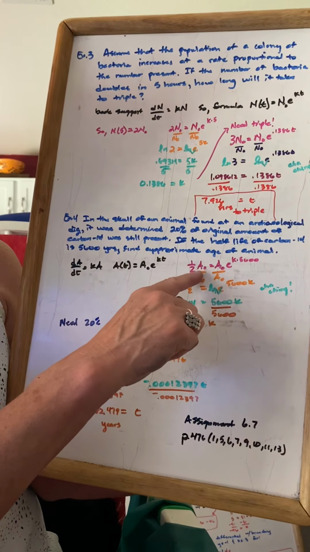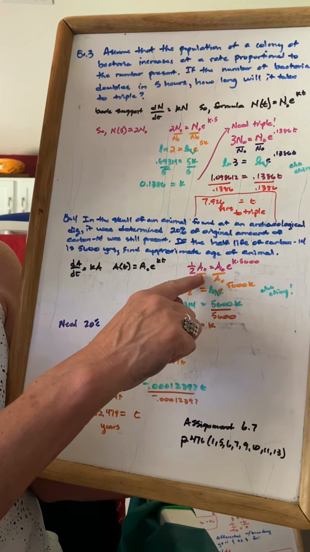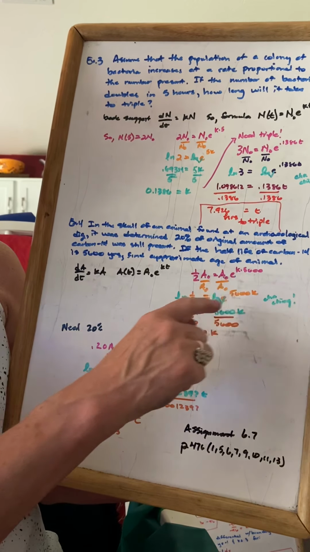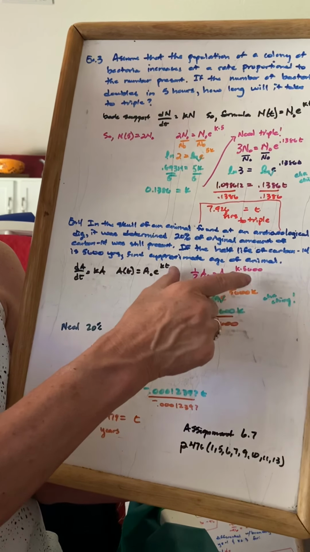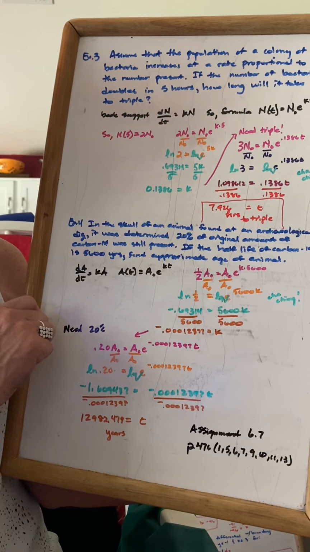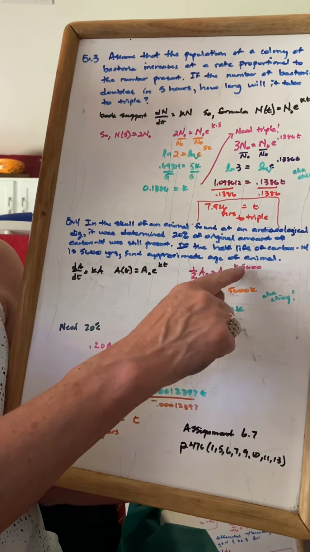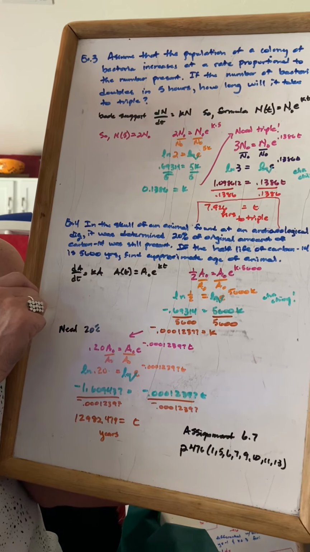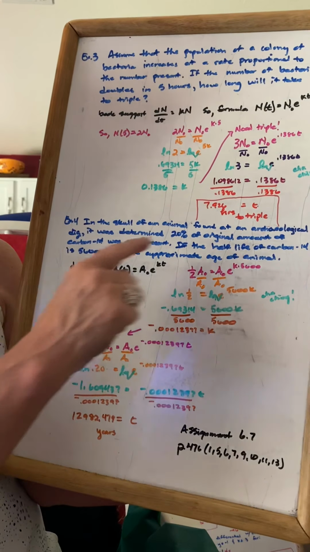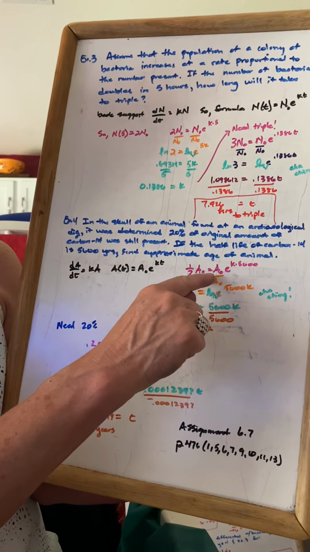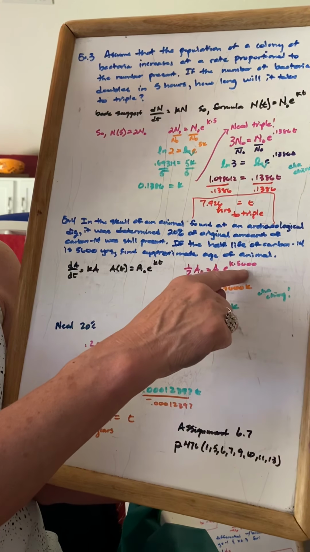So the k is what we don't know. Half of A sub 0 equals A sub 0 e to the k times 5,600. Half-life, 5,600, I have two things in that formula. If you use the 20%, you would not have had two things. You would have had k times t, and you would have been lost. So one more time, I had half-life and 5,600, so half of A sub 0 equals A sub 0 e to the k times 5,600.